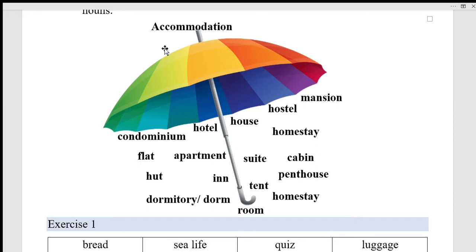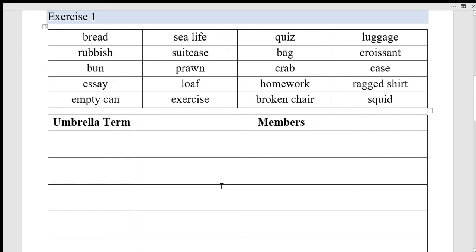So we can say a condominium, a flat, an apartment, a hotel, a house, a hostel, a mansion, okay, or an inn. Alright. Untuk contoh-contoh umbrella terms, all of them, okay, semua adalah countable nouns. So we can put a or an in front of it. Okay, now for exercise 1, you will have to divide these words into umbrella term and members.